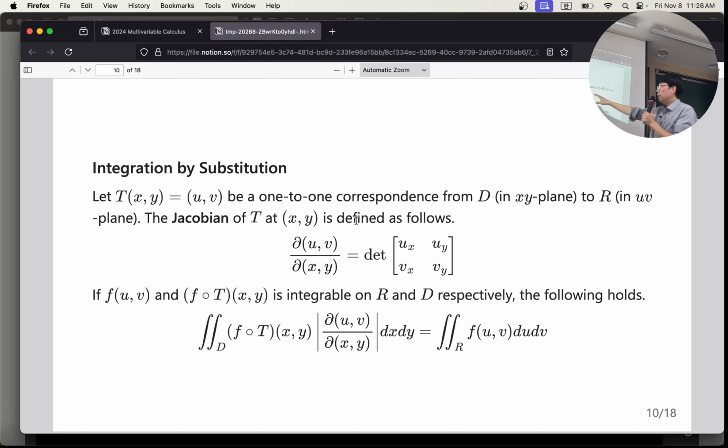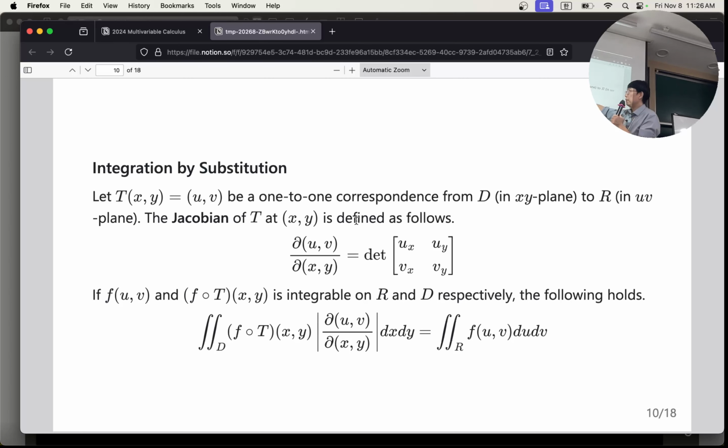When you have a function which transforms the domain, I wrote it this way, transforms the domain D to R. I'm assuming it's a two-dimensional region. So D is lying in the XY plane, R is lying in the UV plane. So you can imagine this transformation T is sending the point X, Y to U, V.